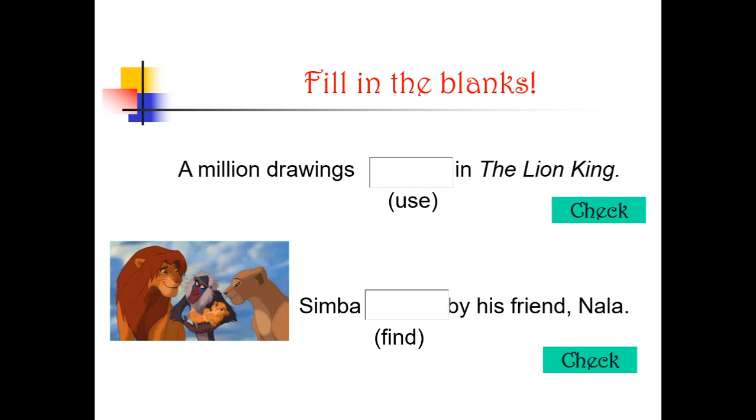Let's continue. 1,000,000 drawings (use) in The Lion King. When we use the passive construction, we've got the following sentence. 1,000,000 drawings are used in The Lion King. Simba is found by his friend Nala.